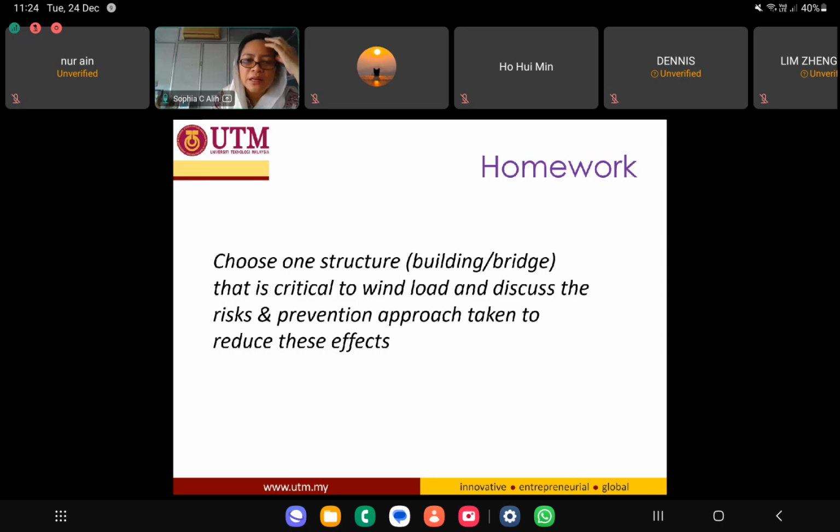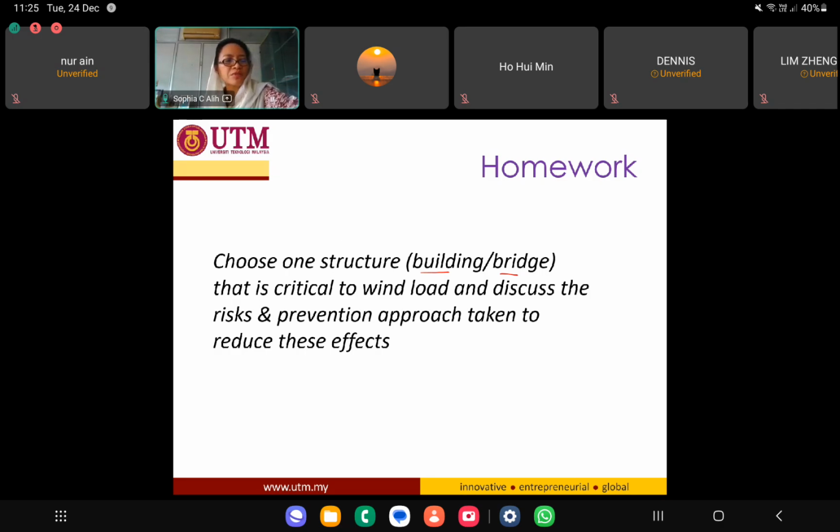Now for this part, I'm going to give you your homework in which you're going to choose one structure, either a building or bridges that is critical to wind, and you can discuss some risk and prevention approach taken to reduce this effect. Okay, so try as much as you can to do it yourself, not using ChatGPT, although I know that most of you are going to eventually refer to ChatGPT, but it is also good for you to do some research on your own for this stuff.